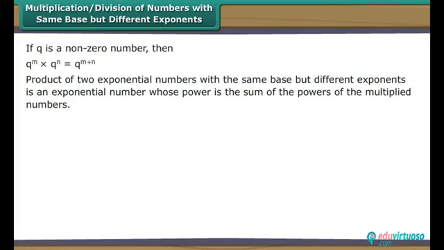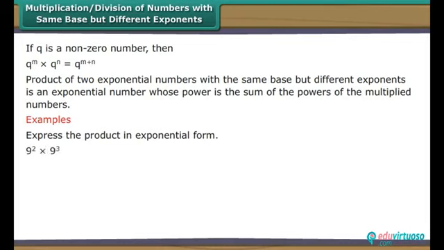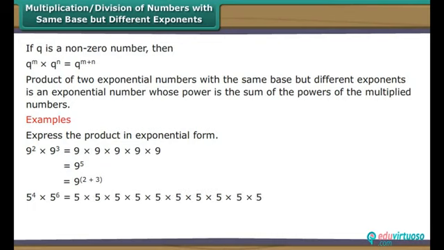Let us understand the law with the help of some examples. Express the product in exponential form. 9 square into 9 raised to the power 3 is equal to 9 into 9 into 9 into 9 into 9, which equals 9 raised to the power 5 equals 9 raised to the power 2 plus 3. 5 raised to the power 4 into 5 raised to the power 6 is equal to 5 into 5 into 5 into 5 into 5 into 5 into 5 into 5 into 5 into 5, which equals 5 raised to the power 10, which is equal to 5 raised to the power 4 plus 6.